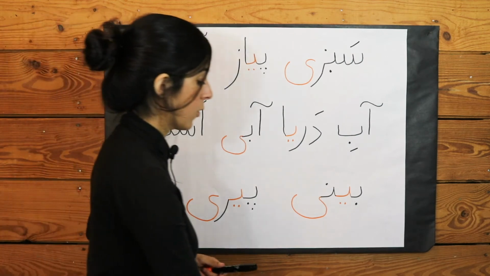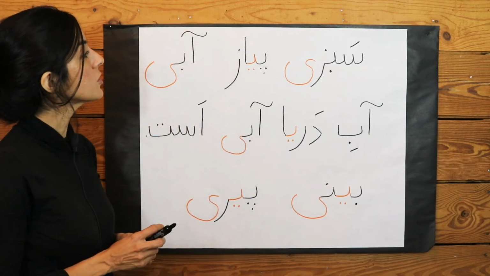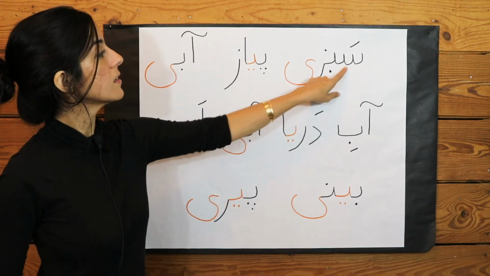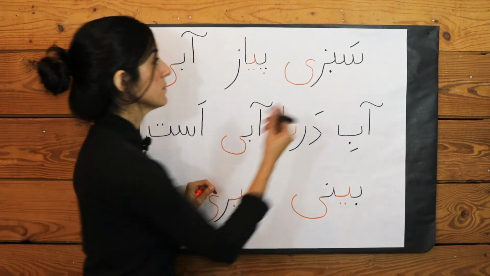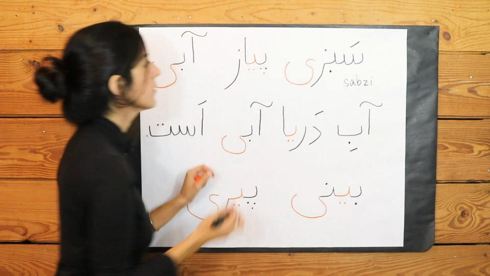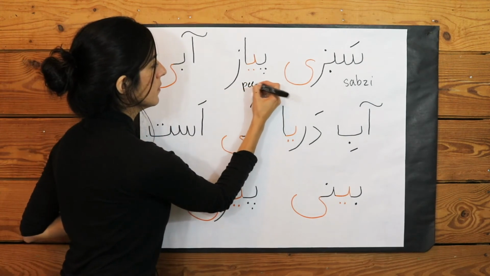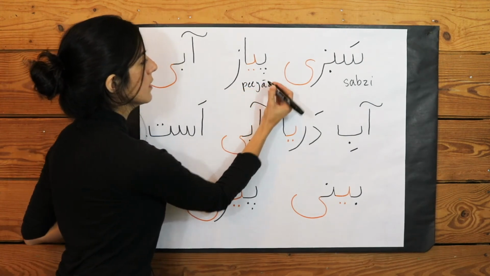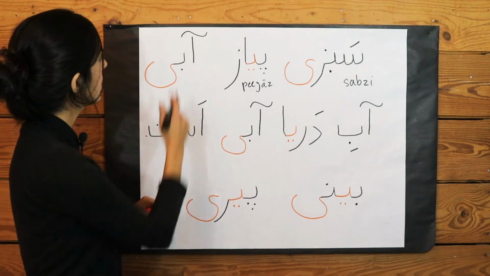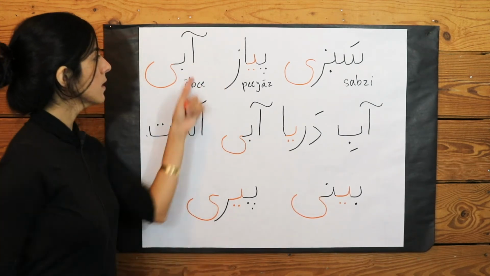So again, let's go over all of these words and write them in phonetic English. So this is sabzi, meaning greens. Piyaz, meaning onion. Abi, meaning blue.